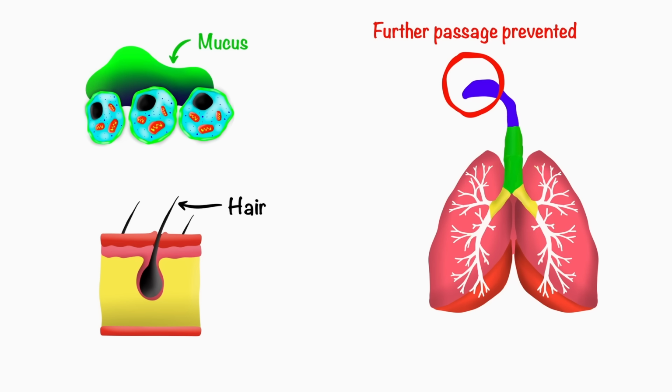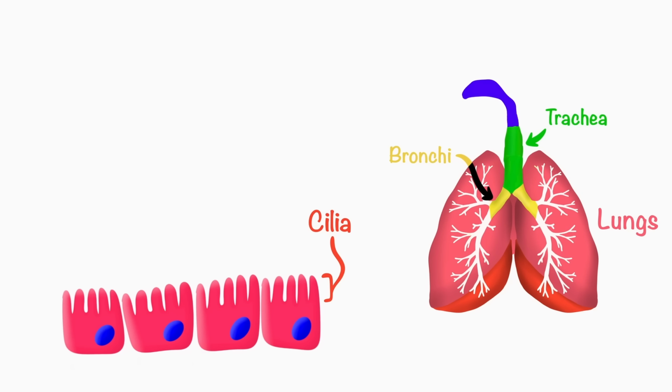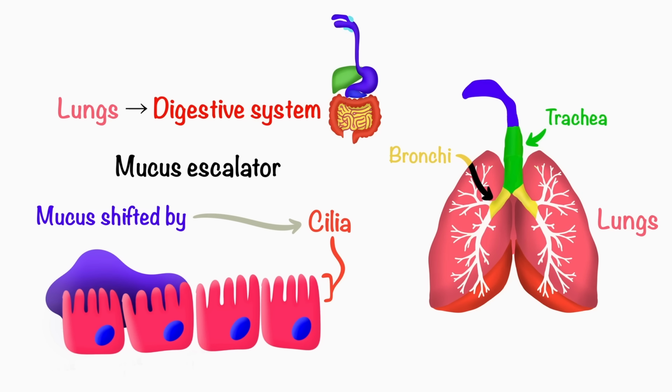This prevents many potential pathogens from going deeper into our respiratory system. Similarly, the trachea and bronchi, the airways leading to our lungs, are lined with cilia, microscopic hair-like projections. These tiny structures move in a coordinated way to waft mucus upwards to the back of the throat, where it can be swallowed. This mechanism is sometimes called the mucus escalator because it continuously moves trapped particles away from our lungs towards our digestive system.